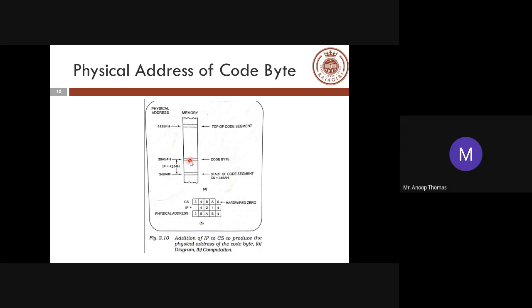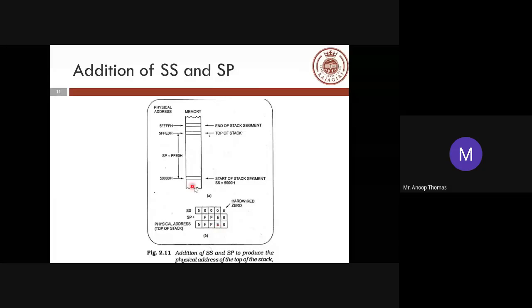So this is where the code byte is. This is the start of the code segment, which is given as 348A0H, and then this is the IP value, which gives you the offset value. This is called the offset value, which will be added with the start of the code segment value, so that you get the corresponding physical address. This is the same in the case of your stack as well. You will have the start of the stack given here, and you have a stack pointer. So the top of the stack is obtained by adding the stack segment register with the stack pointer.